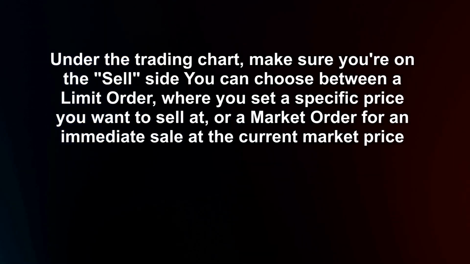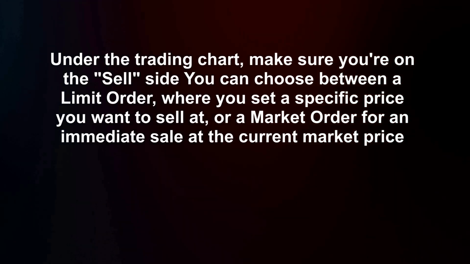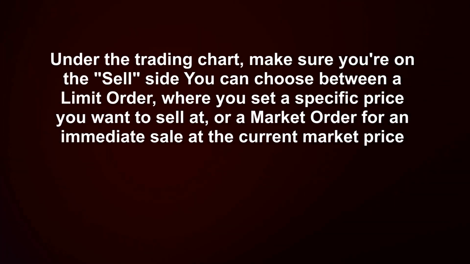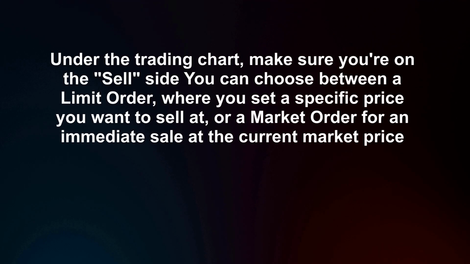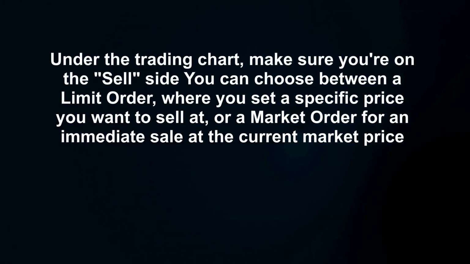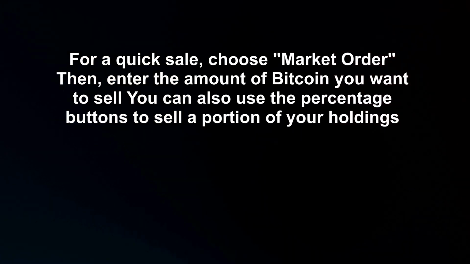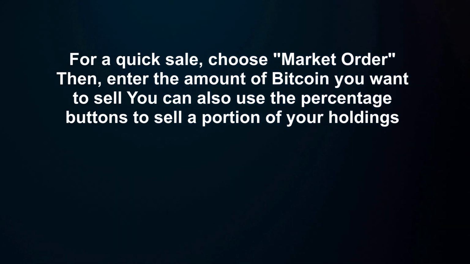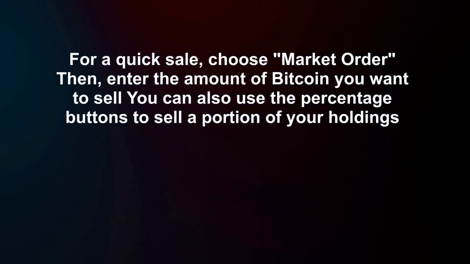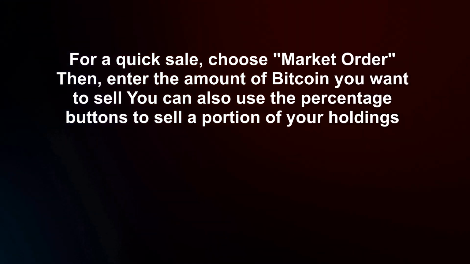Under the trading chart, make sure you're on the sell side. You can choose between a limit order, where you set a specific price you want to sell at, or a market order for an immediate sale at the current market price. For a quick sale, choose market order, then enter the amount of Bitcoin you want to sell. You can also use the percentage buttons to sell a portion of your holdings.